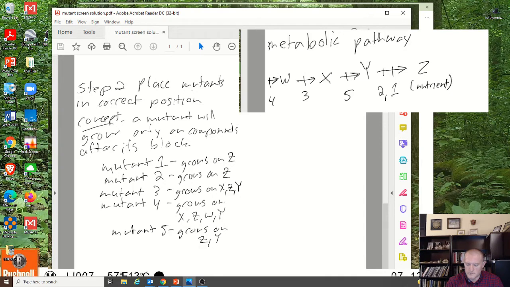Mutant 4, that one grows on X, Z, W, and Y. So it grows on all of them. So all of those compounds are after the block that mutant 4 has, right? So because we don't have any information on any precursors or anything that leads up to W, we will put it on the step before W.